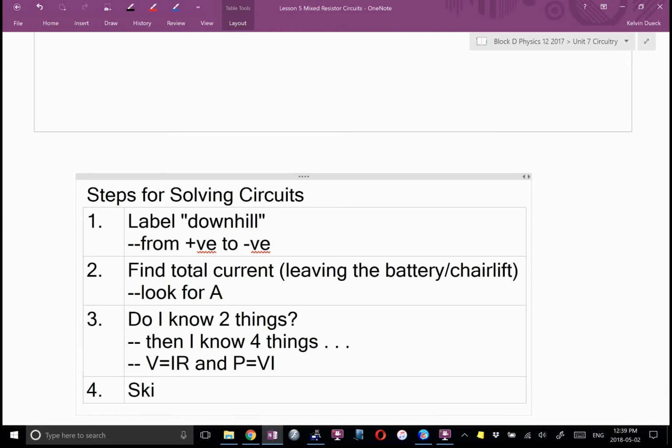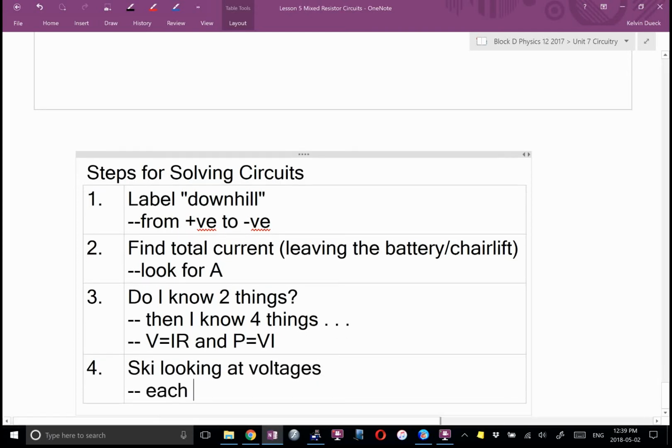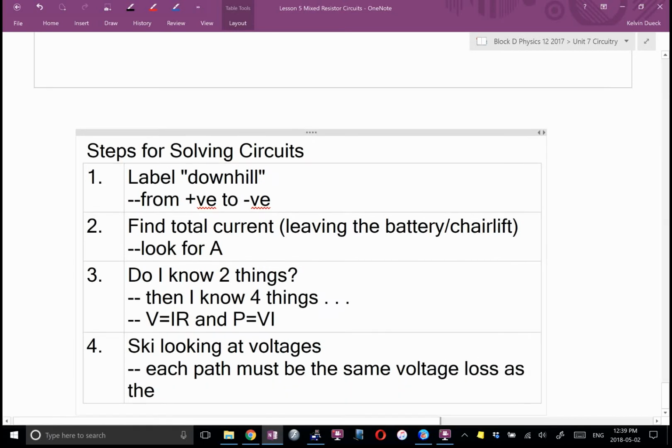Fourth thing, looking at voltages. Each path must be the same voltage loss as the battery. You get a gain from the battery, you have to lose that many volts. Oh, and there was that shortcut, Nate. Sometimes you might even be able to just say, oh, we split up, and then we met up. Each of those voltage drops must be the same magnitude.